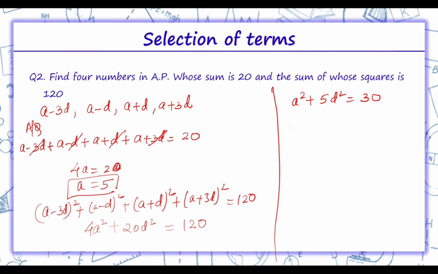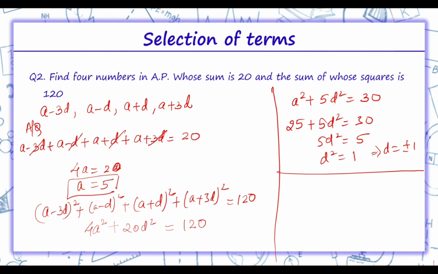Now putting value of a equals 5, so 25 plus 5d square is 30. So 5d square is 5, so d square is 1, so d will be plus minus 1. Now again substituting values, first of all we'll take plus 1 and then minus 1.